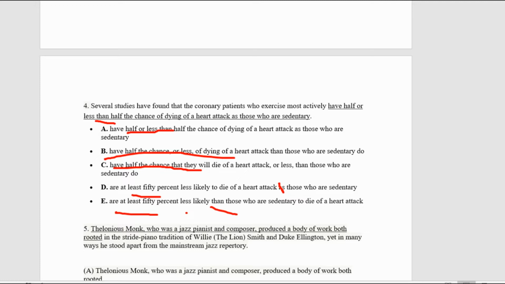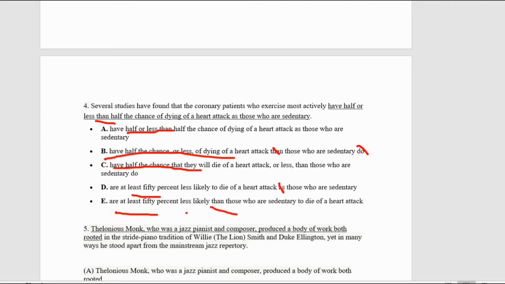And by the way, than is used here correctly, but than those who are sedentary do. Who are sedentary do. It's a strange structure. Who are sedentary do, are and do. Yeah, maybe it's logically correct, but it's a bit strange. We can write it in a bit easier way. So those who exercise more actively are 50% less likely than those who are sedentary, for example, those ones to die of a heart attack.